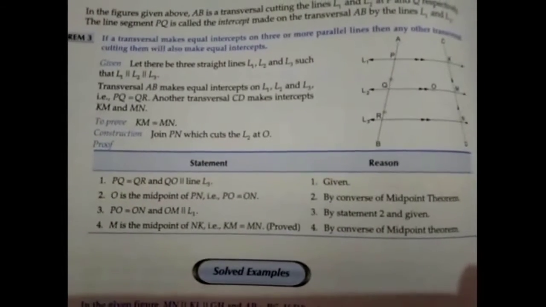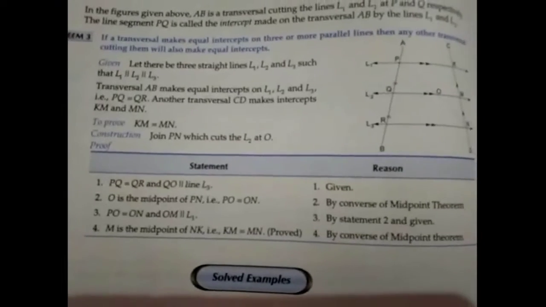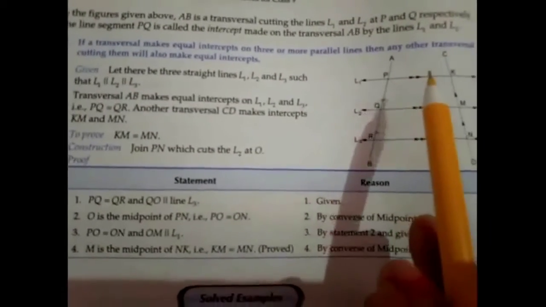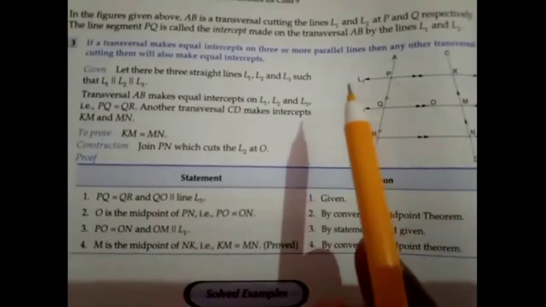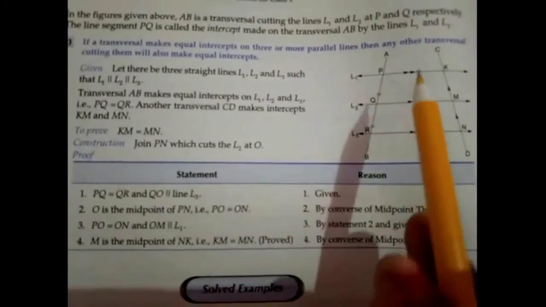So the statement of the theorem is, if a transversal makes equal intercepts on three or more parallel lines, then any other transversal cutting them will also make equal intercepts.